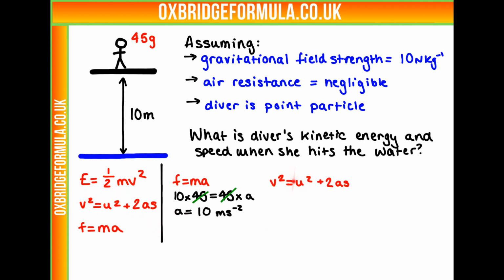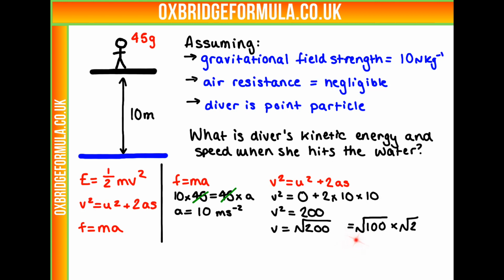So now we have our A, and we can plug it into this equation here. So we know that V squared equals U squared plus 2AS. Our V squared is the thing we're looking for. Our initial velocity is 0, and we're going to do 2 times our acceleration is 10, times our distance, which is 10. And that works out to be V squared equals 200, or our velocity is the root of 200. And we can simplify that down by knowing that there's a square number in there, which is root of 100 times root 2. Simplify that down again to 10 root 2. So that's our velocity, or our speed, when she hits the water.